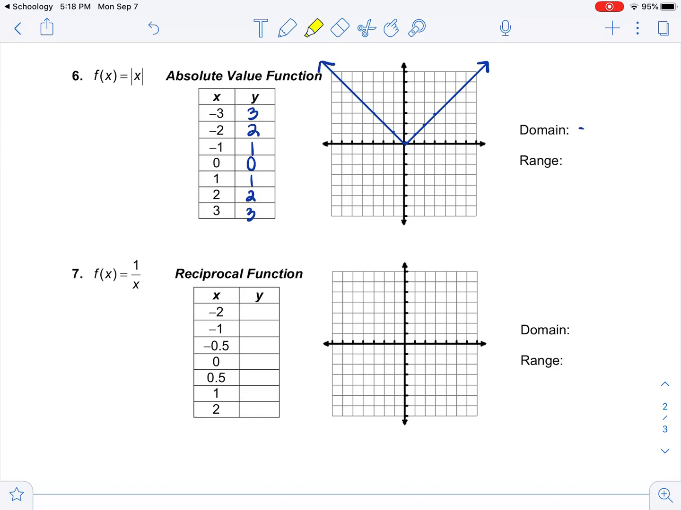Critical points, the important specific points that you should move, are the same ones that you would use for a parabola. But remember, a parabola is U-shaped and absolute value is V-shaped. It also has the same domain, negative infinity to positive infinity, and the same range, 0 to infinity.